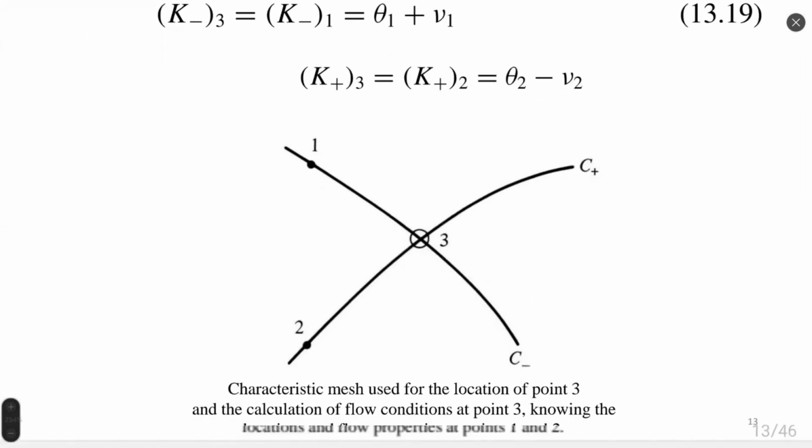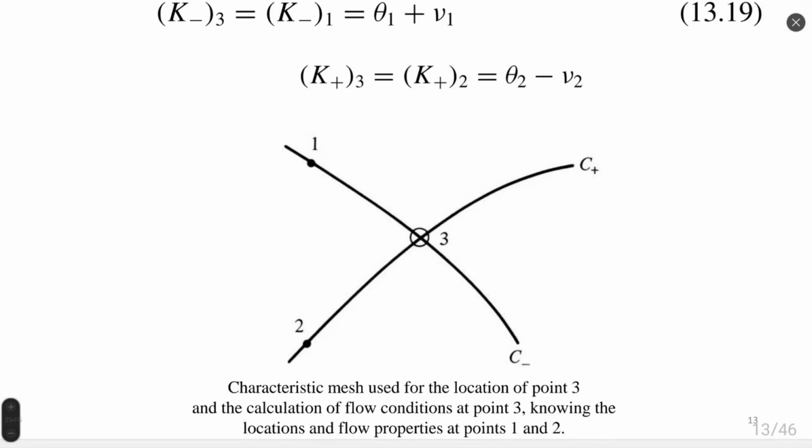Once we see two intersecting characteristic lines starting from point 1 and point 2, we know their properties. We know properties because point 1 and point 2 are starting points for calculation. So we can calculate K minus and K plus according to our previous formulas. We know theta 1 and nu 1 from initial conditions, and we know nu 2 and theta 2 also from initial conditions. So these are initial points 1 and 2. And we know the direction of characteristic lines because we know Mach angle, we know theta. We can build the direction of characteristic line starting from point 1, how exactly it goes, and starting from point 2, how exactly it goes.